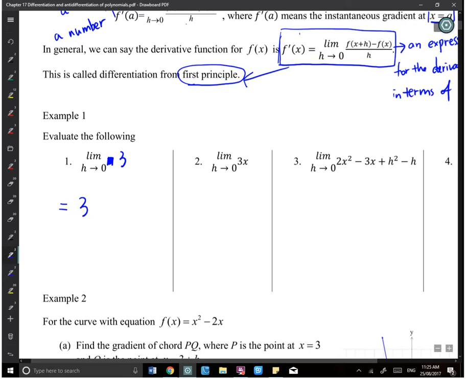Okay, let's have a look at this one. The limit as h approaches 0 of 3x. What do you think that will be?